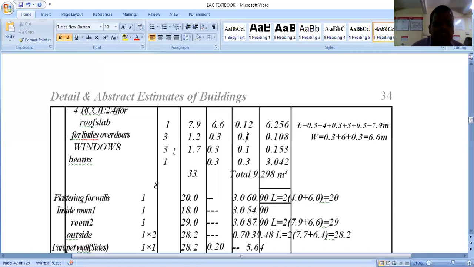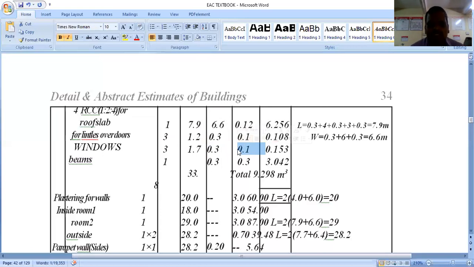Same as for the total number of windows considered. So the total number of windows is 3. Again, the length of the window was found to be 1.5 meter. We have to add 0.1 meter bearing on both sides. So 1.5 meter plus 0.1 meter plus 0.1 meter will be 1.7 meter. So the length will be 1.7 meter. The width will be again 0.3 and the thickness is again 0.1 meter.